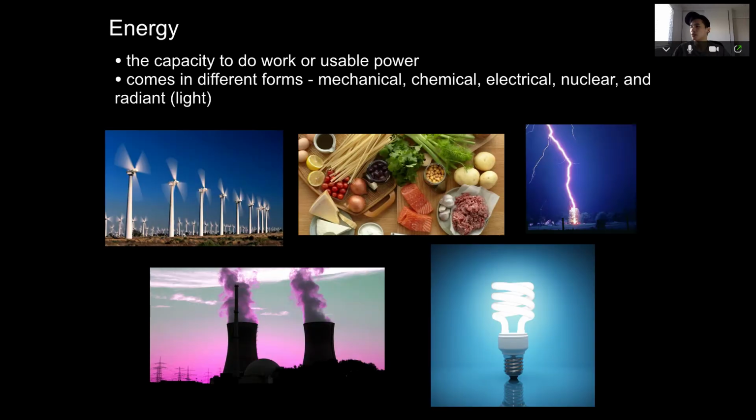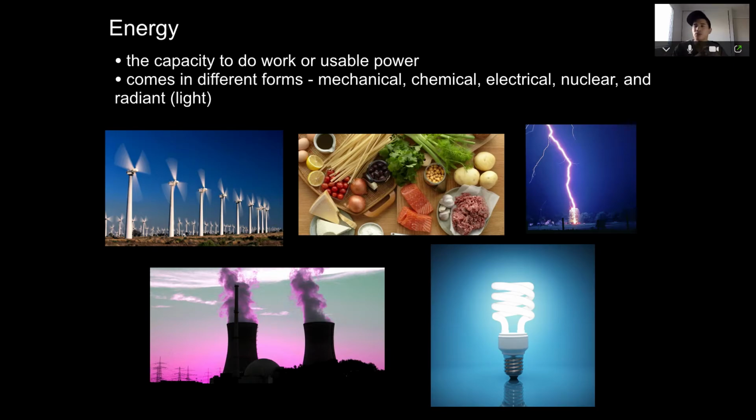All right. So speaking of energy, let's formally define what energy is. Energy is the capacity to do work or usable power. And energy usually comes in different forms. You've probably heard the phrase that energy cannot be created or destroyed. You're just converting one form of energy into another form of energy, right? And that's actually a true statement.